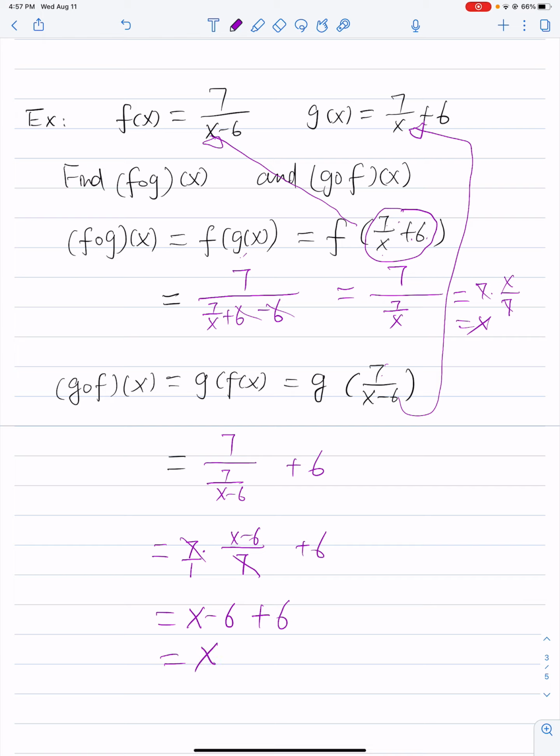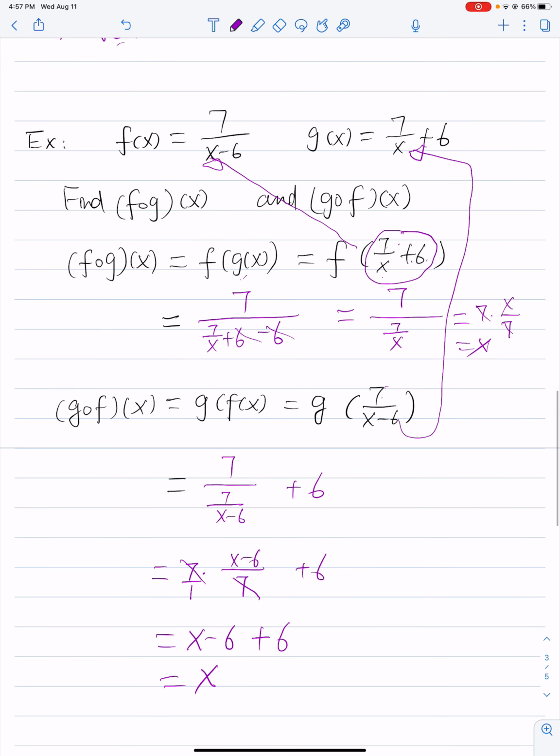Okay, so these are the rules that you use to calculate the composition of the functions.